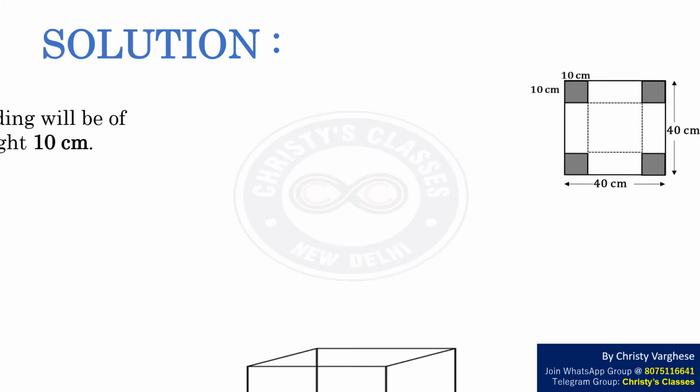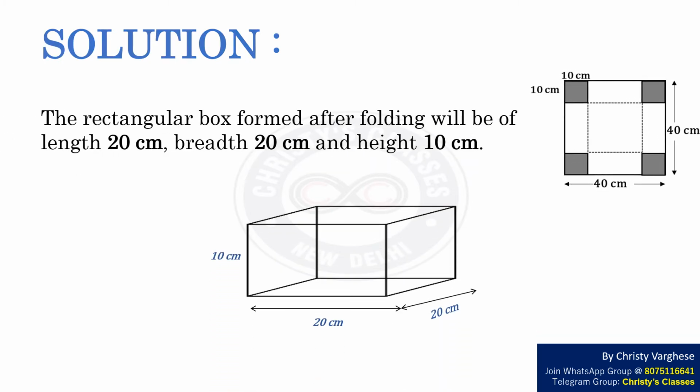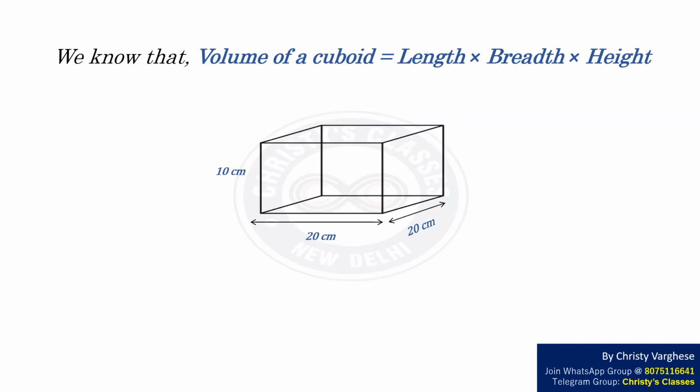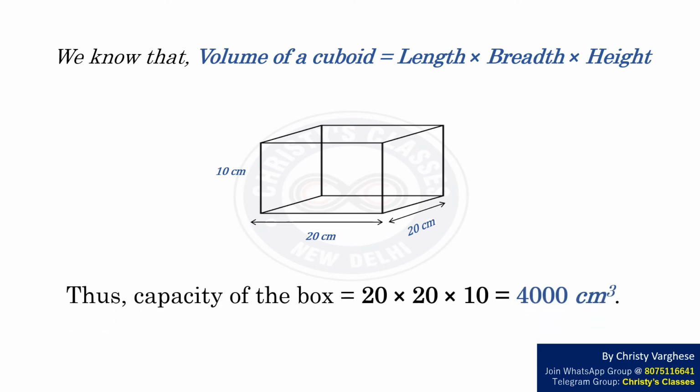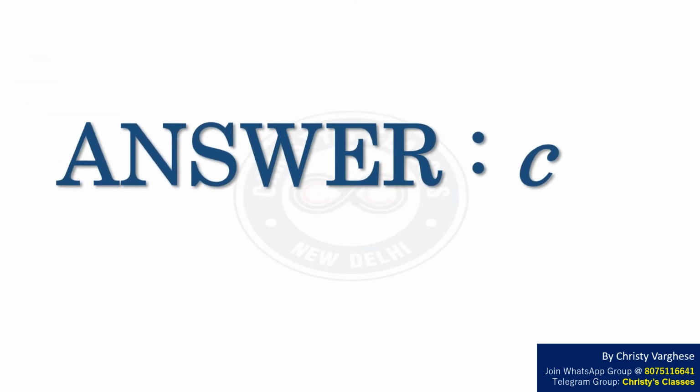Solution. The rectangular box formed after folding will be of length 20 cm, breadth 20 cm and height 10 cm. We know that the volume of a cuboid equals the product of its length, breadth and height. Therefore, the volume or the capacity of the cuboidal box equals 20 into 20 into 10, that is 4000 centimeter cube. The right answer to the question is option C.